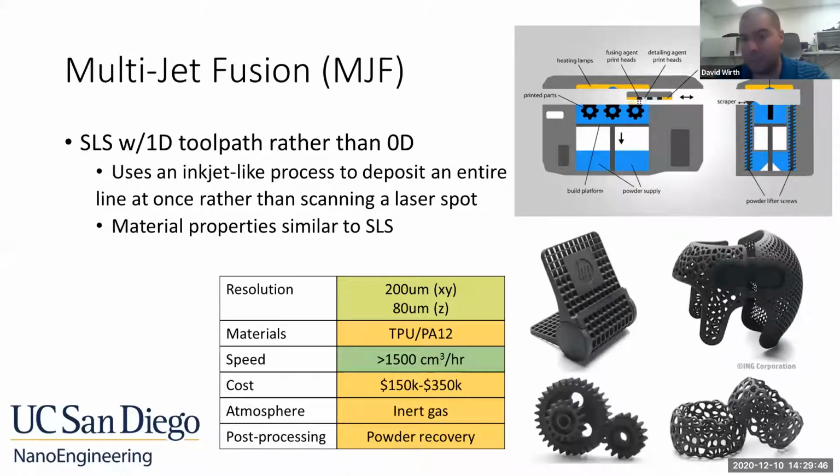MJF, this is kind of HP's proprietary answer to SLS. Really, it's pretty much the same thing. You've got the same kind of limitations. It's a really expensive machine. The only difference here is it prints stuff faster, because you've got a one-dimensional deposition path. It's like an inkjet cartridge rather than a laser, a point scanning back and forth. So you're going to be able to print parts a little bit faster, but really the same kind of geometric limitations, cost, etc. Also, your materials are a little bit more limited with MJF.